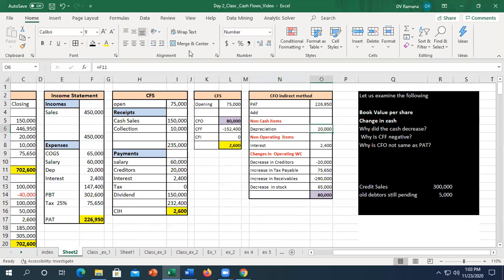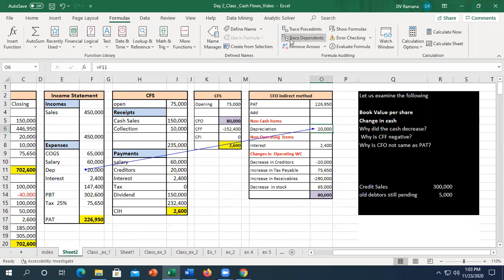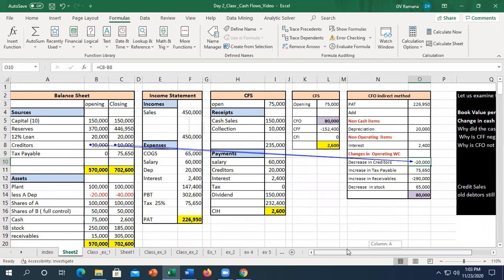So the depreciation is a non-cash item. We adjust for that. Interest is a non-operating item. So we add it back because it has been deducted while computing the PAT. And then we'll see the changes in the operating working capital, that is decrease in the creditors. So that means the creditors have been paid and that has not been recorded in the income statement while computing PAT. We are not required to record that because every payment is not an expense.